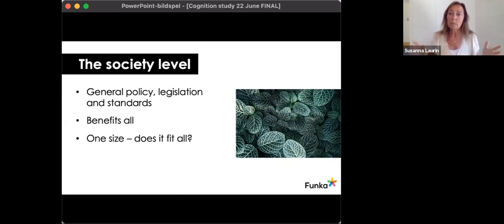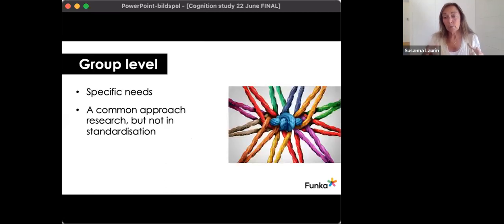The society level needs to be about rights and opportunities and possibilities and funding and so on, but not too specific, because then it becomes a problem instead of a solution. So the generic society level solutions need to be open, flexible and generic. At the group level, we are talking about more specific needs, or needs that are specific to one user group. And again, this doesn't have to do with specific diagnosis or gender or age group or anything. So the groups can be very different, and the typology and categorization needs to be cleverly thought about.